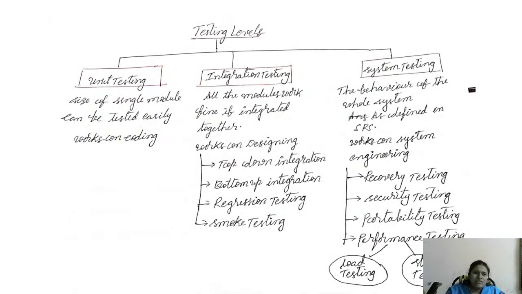Next, testing levels. What are the different testing levels? We will see unit testing, integration testing, and system testing. What is unit testing? A single module can be tested easily, and it works on coding. Here in unit testing, a single module will be tested.